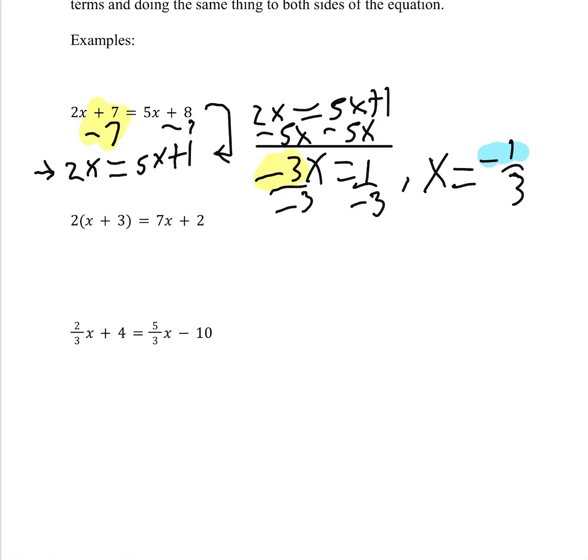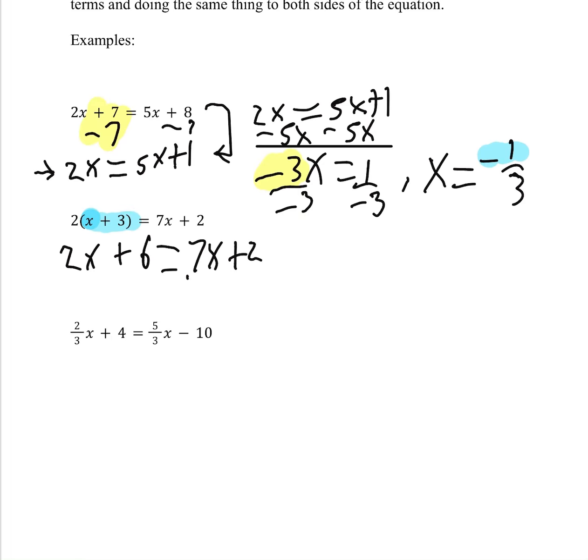So the next example is 2 times x plus 3 equals 7x plus 2. Now when you have parentheses around something, that means you multiply. That means you multiply the number in. So we have 2 times x plus 3. That means we have 2x, 2 times x is 2x, plus 2 times 3 is 6, equals 7x plus 2. And then we solve like a normal equation, like the equation above.